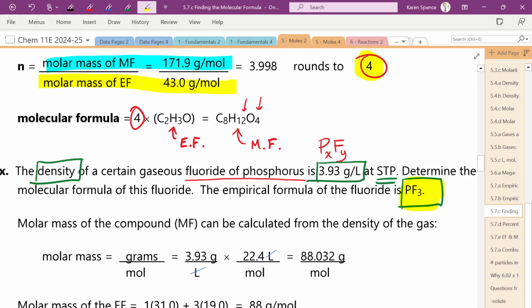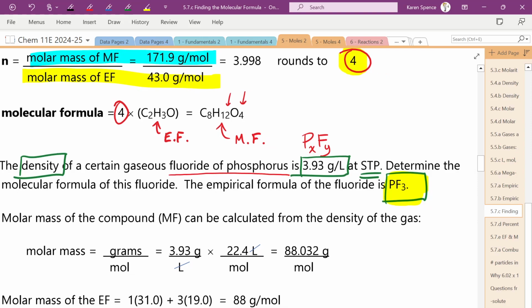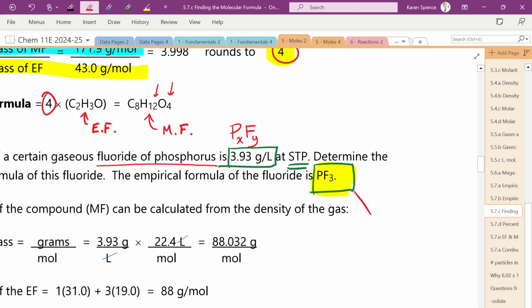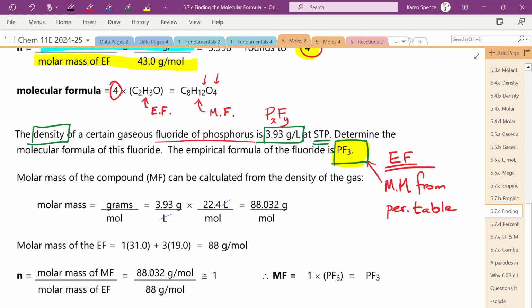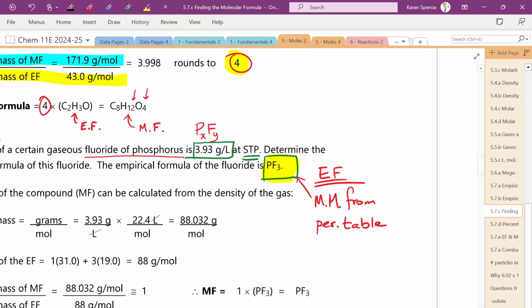How do you find the molar mass of the empirical formula? Just from the periodic table. Molar mass from periodic table. And this is our empirical formula. So P is 31, F is 19, and we get, what do we get? 88, perfect, okay.